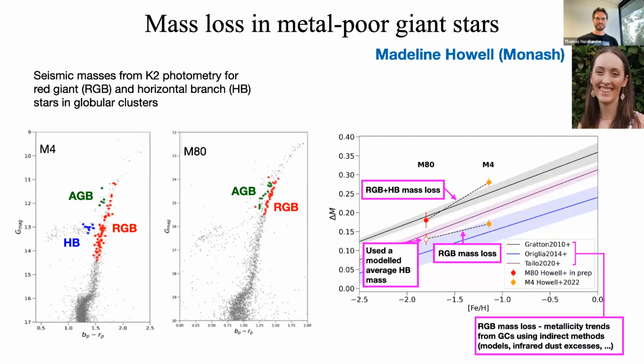You just heard from Maddie. This is the other end of her work, which is that she's measured masses in globular clusters, not just once, but actually twice. So using asteroseismology, she has measured masses in red giants and AGB stars, and also on the horizontal branch. And this allows her to measure the average mass loss in these stages. And she found that this actually evolves with metallicity, so that at lower metallicity, the mass loss is smaller. At higher metallicity, the mass loss is larger.